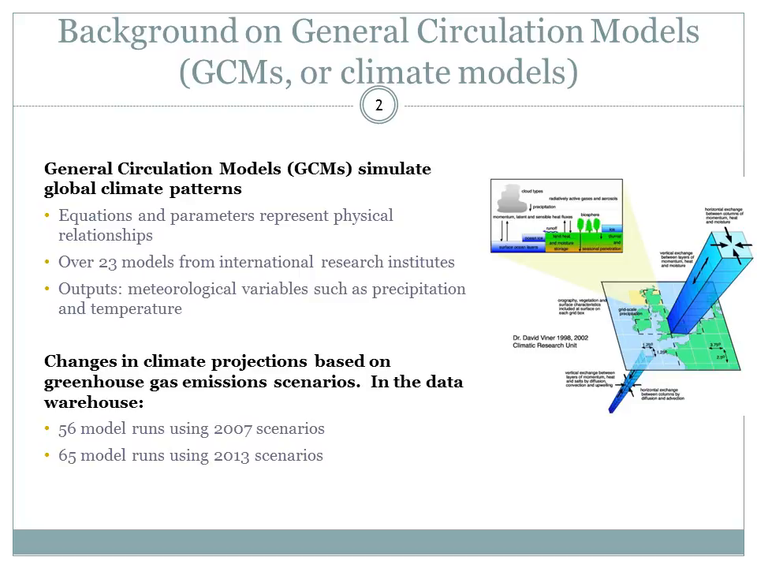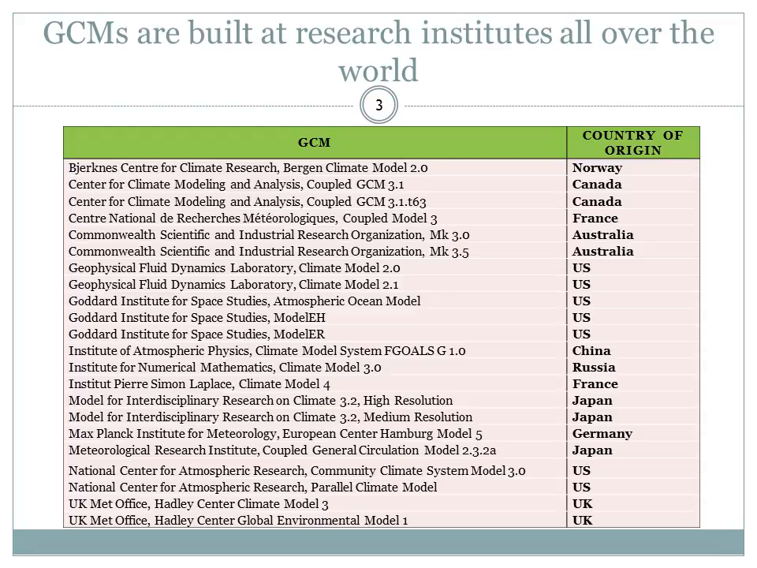In the data warehouse, we have a total of 56 model runs that were generated using scenarios developed in 2007 by the IPCC, and then an additional 65 model runs that used scenarios developed in 2013 by the IPCC. This table shows the different general circulation models that were developed as part of the 2007 IPCC effort and their country of origin. And as can be seen, there's a wide variety of different countries where these models have been produced, ranging from Asia to Australia to Europe to North America.